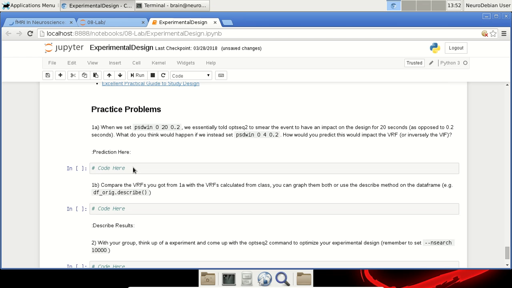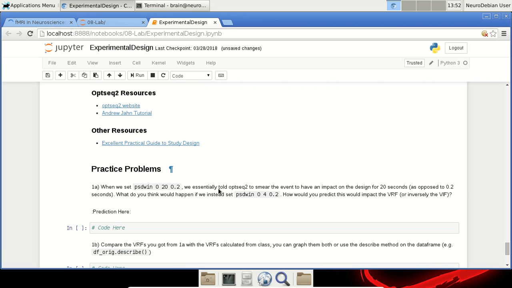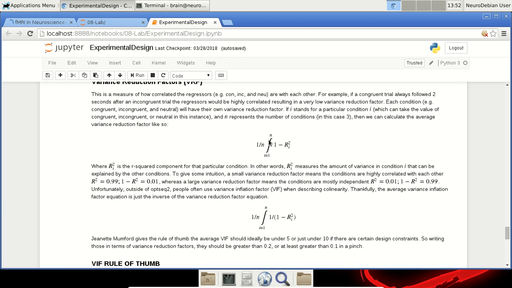All right. So our first question is, if we set the post-stimulus delay, I think that is what it calls, to between 0 and 4 seconds, how do we predict this to impact the VRF, or inversely the VIF? And VRF is the variance reduction factor, and the VIF is the variance inflation factor. As you can see, the equations that we've defined up here, the VRF is essentially the inverse of the VIF.